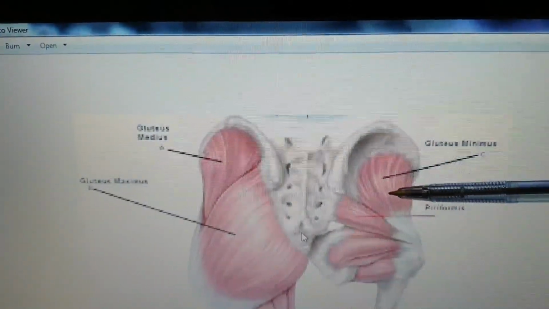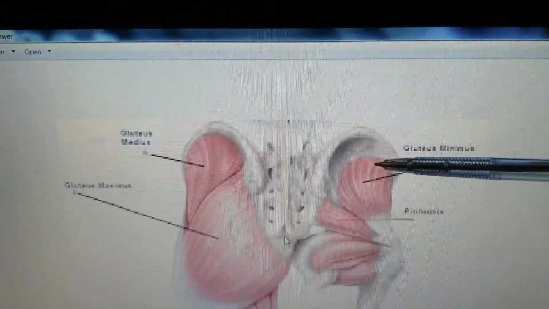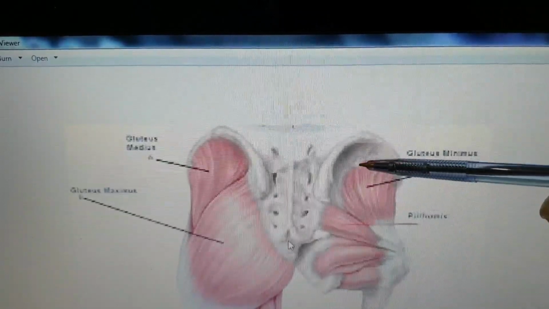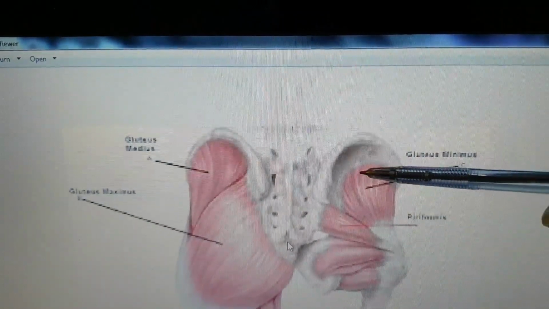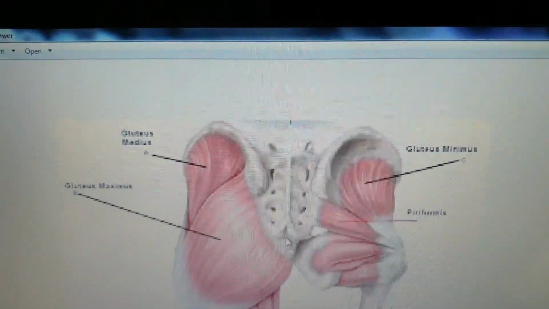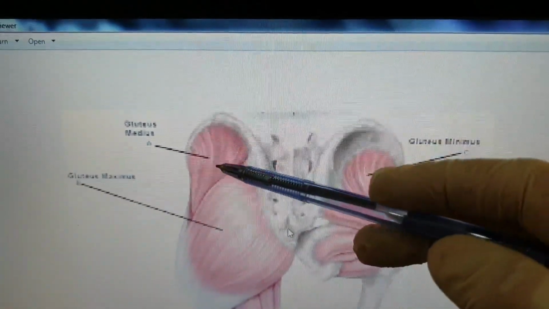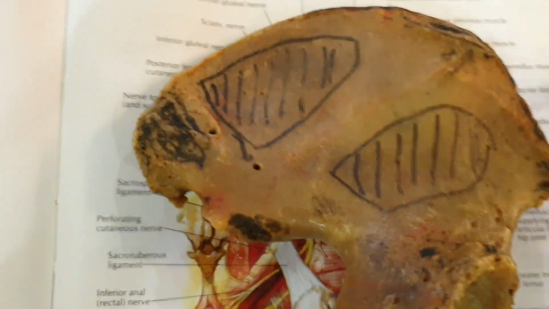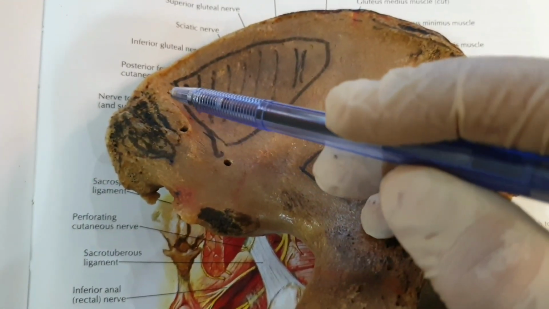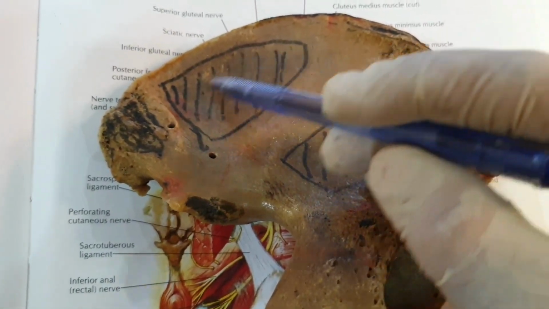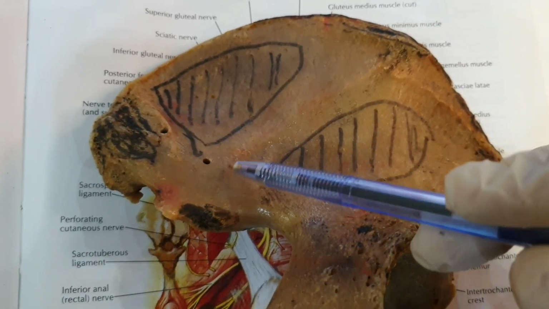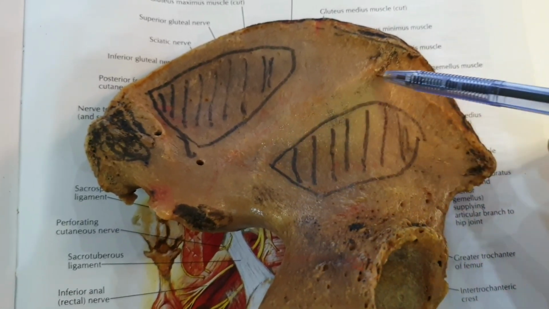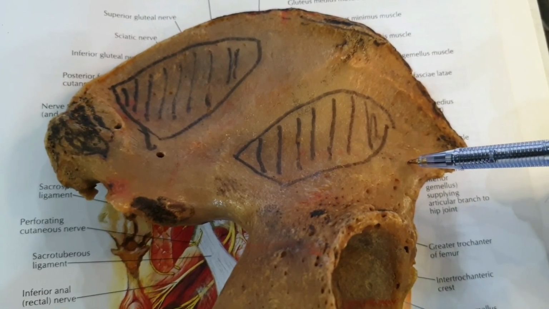After removing the gluteus medius, you can see the gluteus minimus, which takes its origin from an area of the lateral surface of the ilium below the anterior gluteal line and between the anterior and the inferior gluteal lines. So this is the gluteus maximus, this is the gluteus medius, and this is the gluteus minimus. And on the bone you can see this is the attachment of gluteus maximus behind the posterior gluteal line. This is the attachment of gluteus medius between the posterior gluteal line and the anterior gluteal line. And this is the attachment of gluteus minimus between the anterior gluteal line and the inferior gluteal line.